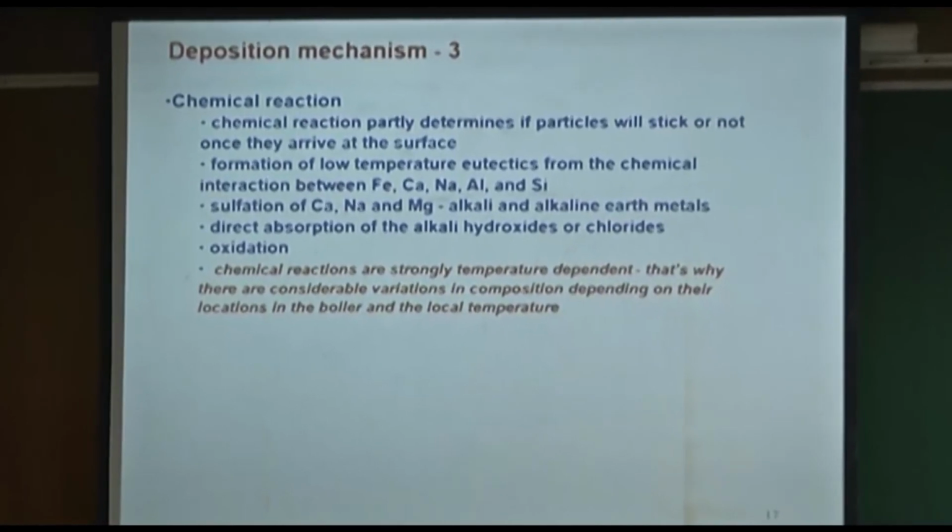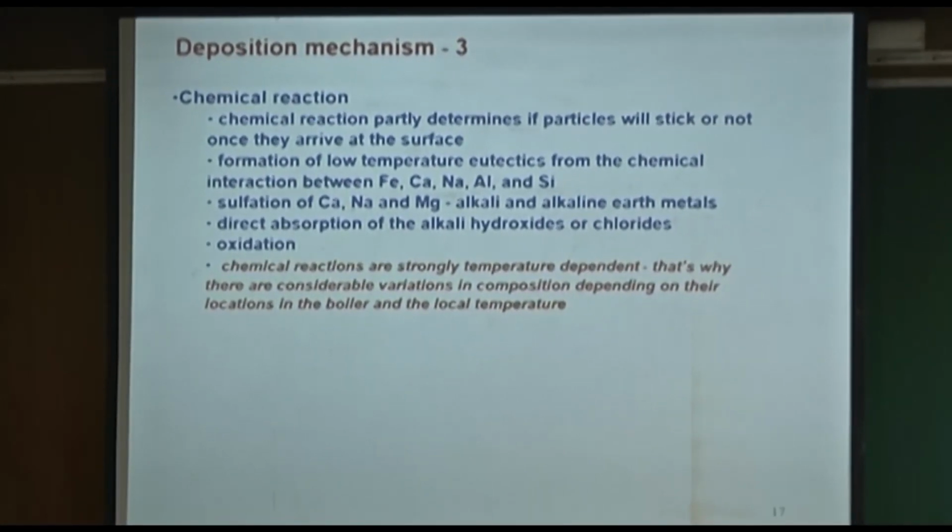Okay, so the deposition mechanism, the chemical reaction. Chemical reactions partly determine if the particles will stick or not once they arrive at the surface. There's common sense, nothing spectacular in it. Formation of low melting point eutectics, low temperature eutectics, from the interactions between these species. The aluminum and silicon compounds on their own, alumina and silica on their own, are fantastic. They will not create any fouling problems as such. But it's these bits, these are the naughty ones, which create problems along with this. And of course, sulfate as well.